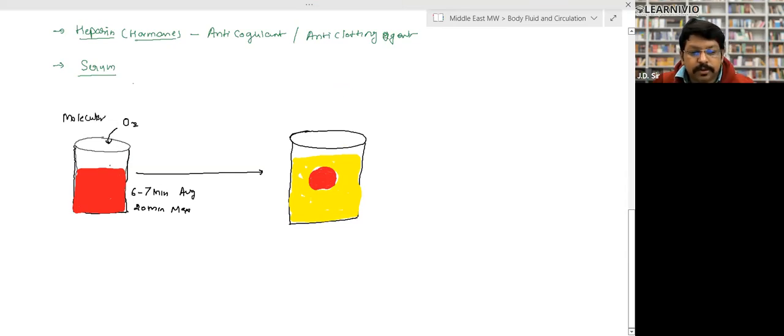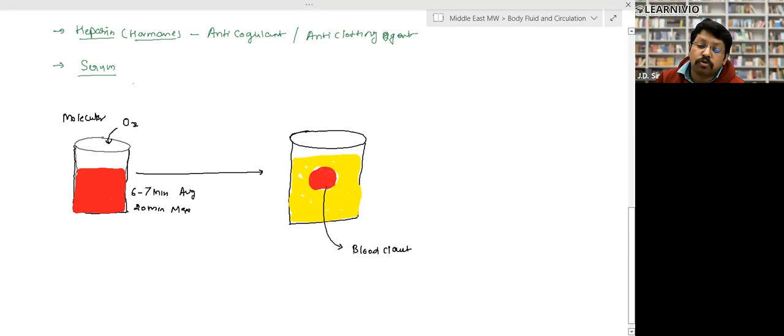Molecular oxygen will enter and clotting will take place. This part is actually called blood clot. So whenever we get injury, what happens? Molecular oxygen enters over there, heparin stops working, and blood clot will take place. Now, what are the components of this blood clot?